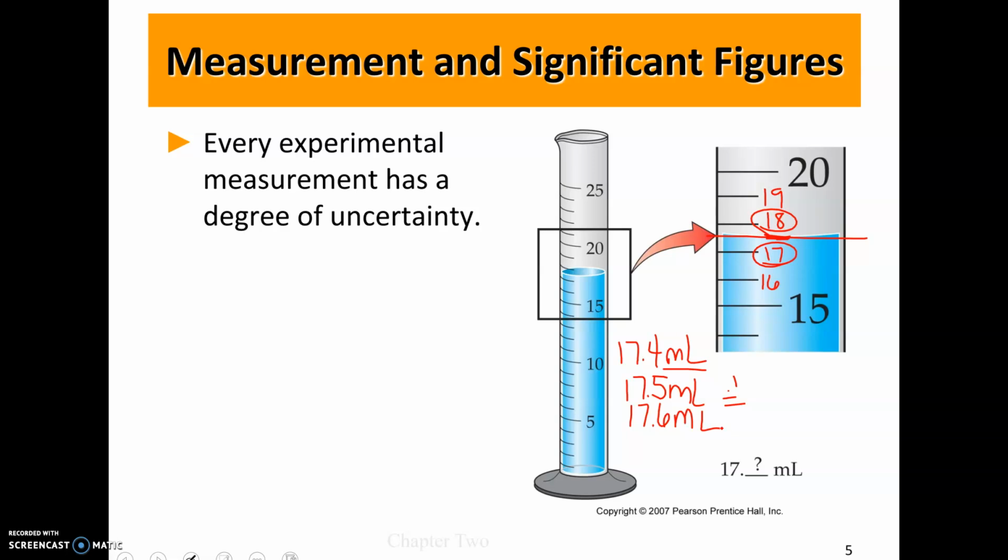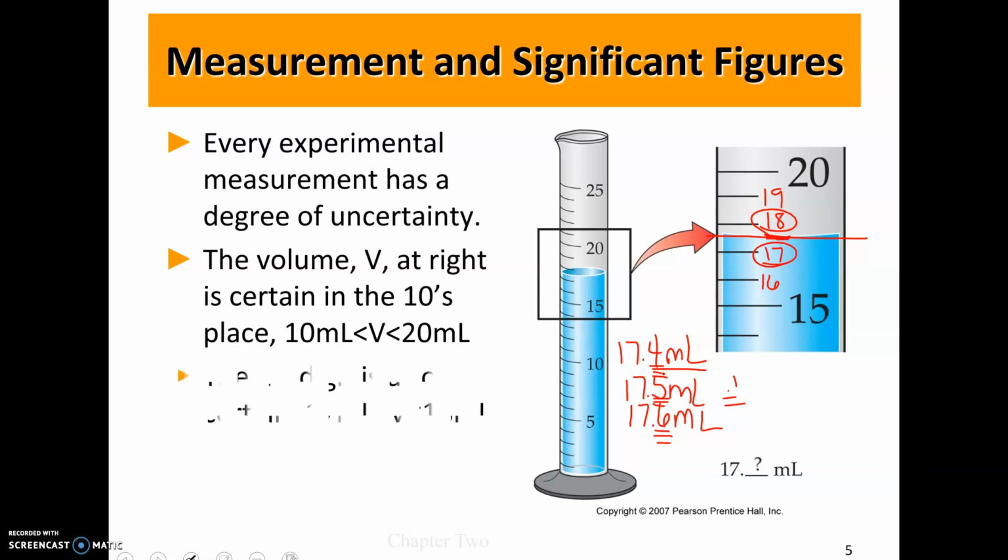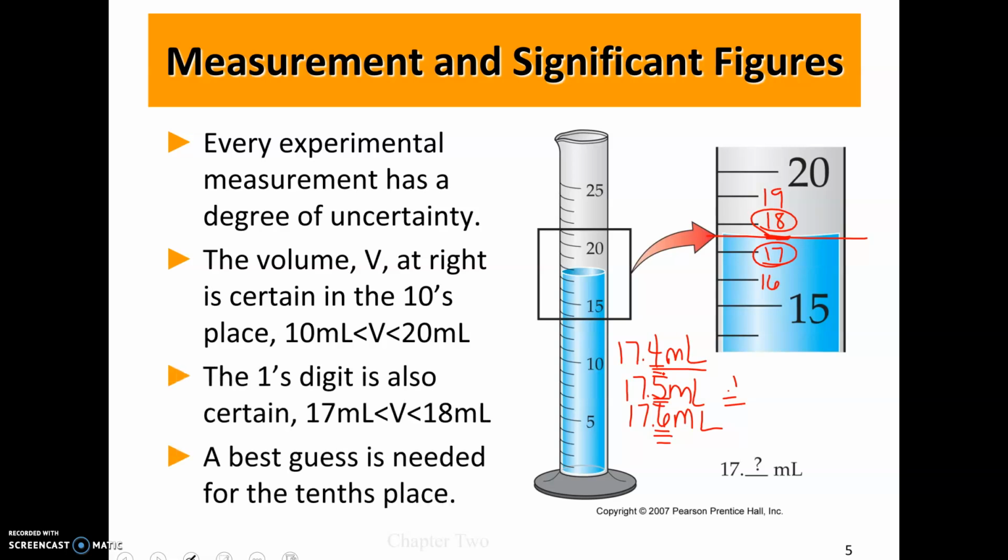None of these are wrong because the last digit in any measurement is your estimated digit. It's the digit that you're not positive about because you can't physically see a scale for that digit. All right? So in this case, as I said, you can see it's between 17 and 18. Maybe you think it is 17.4, 17.5, but you're guessing at the tenths place.